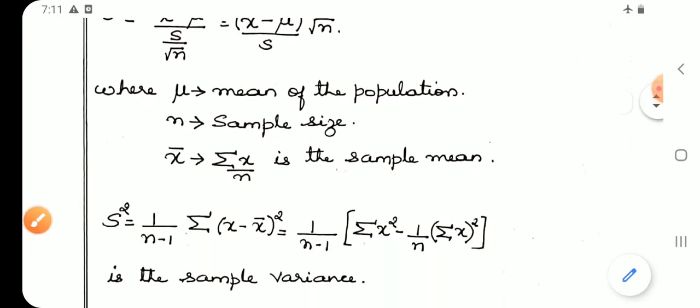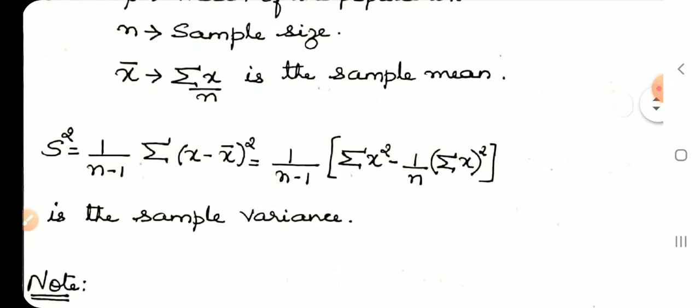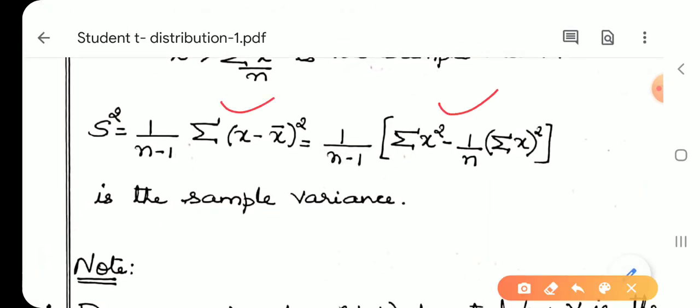So next let us see how to find this S. S square is equal to 1 by n minus 1 into sigma x minus x bar whole square. The same thing can be written as 1 by n minus 1 into sigma x square minus 1 by n sigma x whole square. Any of the formulas among them can be used to calculate S square. What is S square? S square is the sample variance, that is variance of the sample.